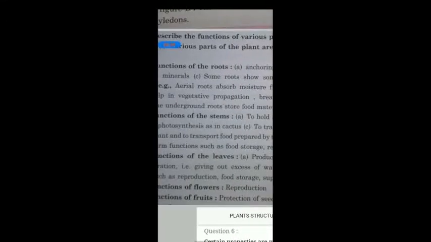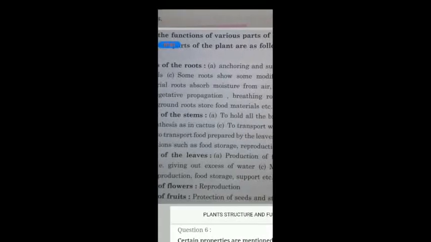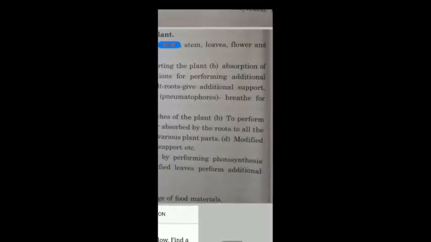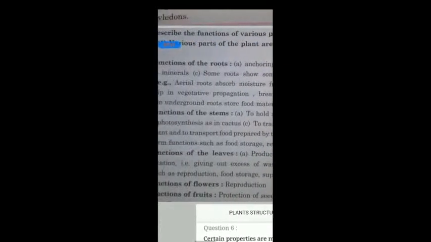Runner. Runner roots help in vegetative propagation. If we search on the internet, we will get to know that if any stalk of a plant goes on spreading over the entire area, these are called runner roots. Breathing roots: the work of breathing roots is to help the plant breathe, and some underground roots store food materials, etc. So this is all the function of root.